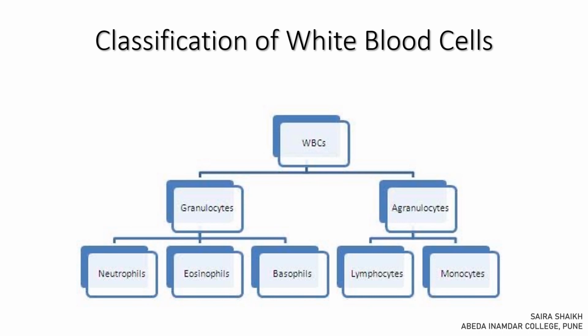Granulocytes further divide into three types of cells: neutrophil, eosinophil, and basophil. This classification is on the basis of the shape of the nucleus and the staining characteristics of the cell. While agranulocytes are further classified as lymphocyte and monocyte, depending upon the shape of the nucleus.